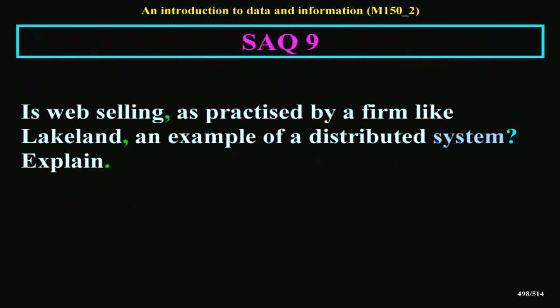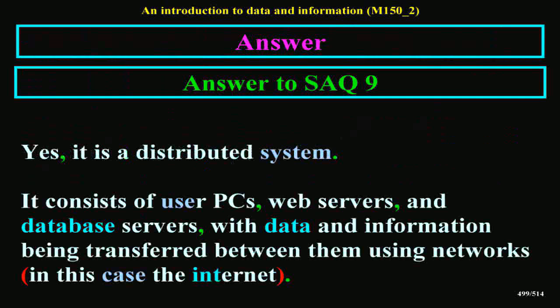SAQ 9: Is web selling, as practiced by a firm like Lakeland, an example of a distributed system? Explain. Answer to SAQ 9. Yes, it is a distributed system. It consists of user PCs, web servers, and database servers, with data and information being transferred between them using networks, in this case the Internet.